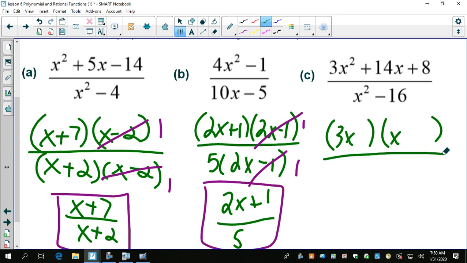All right, so 3x and x, what are my numbers? 4 and 2. And signs?